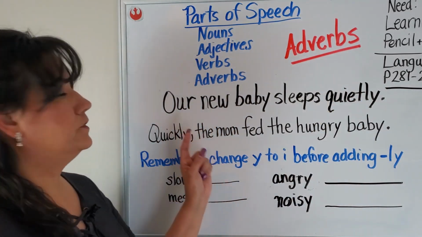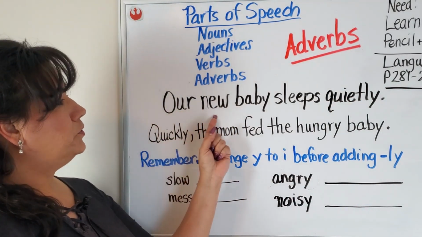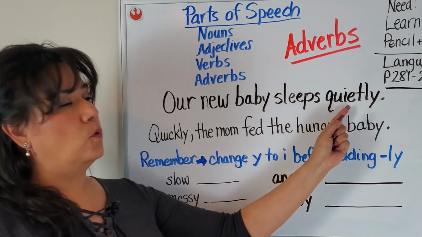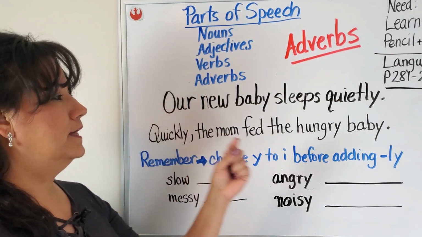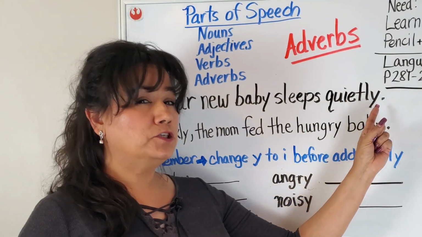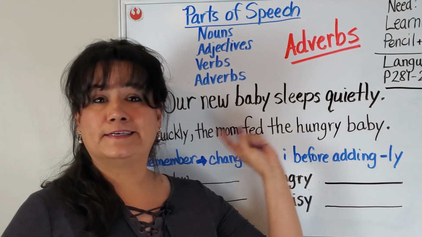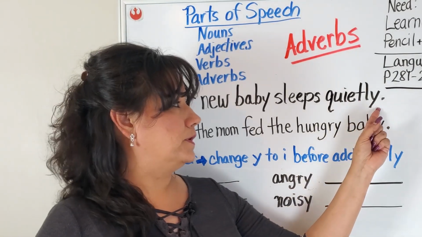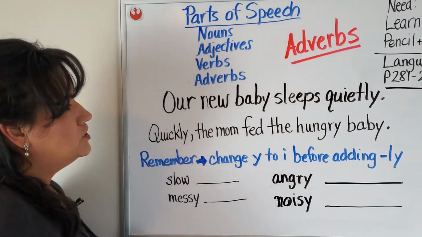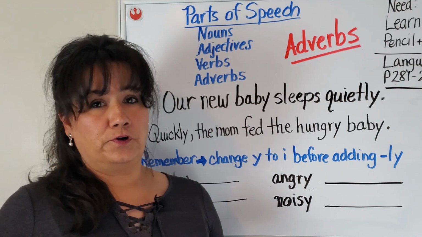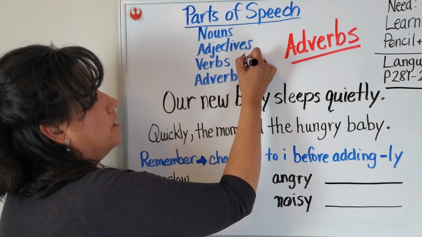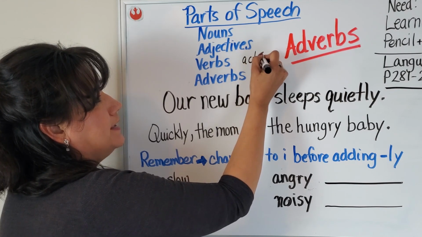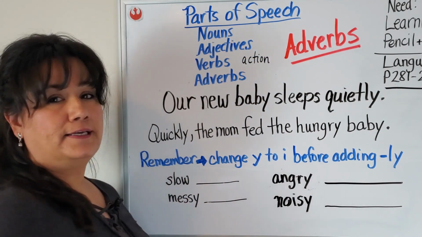All right, check your sentence. Our new baby sleeps quietly. Remember, sentences begin with a capital letter. They end with a punctuation mark, and in this case, it's a declarative sentence, therefore it ends with a period, okay? So, of course, we're going to start with our verb. We're going to locate our verb, and it is an action word. Remember, our verb is the action in the sentence.